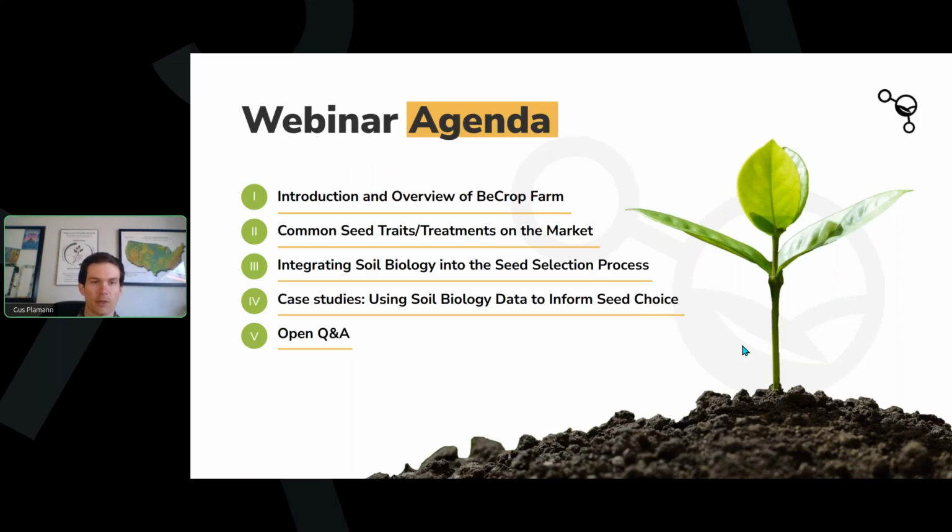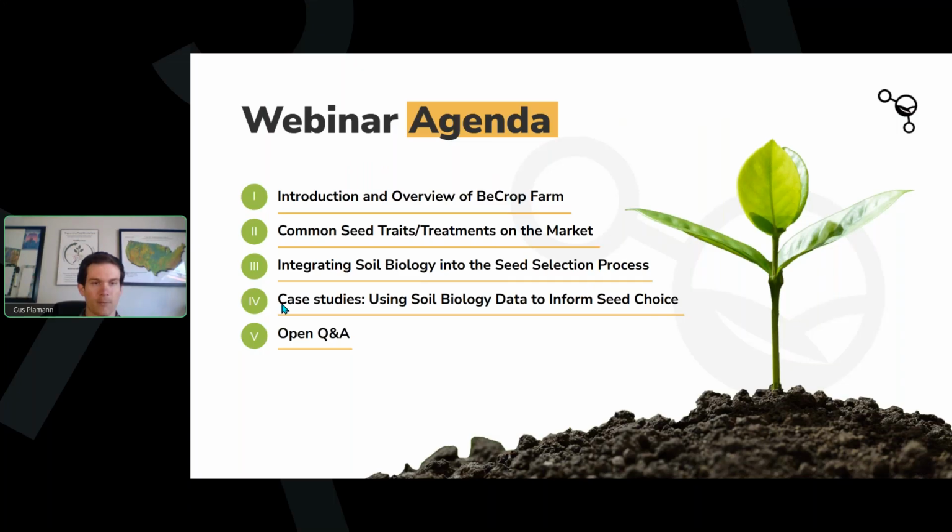We're going to start with an introduction and an overview of BeCrop, particularly BeCrop Farm, which is Biomaker's newest service offering. I'm going to give a synopsis of common seed traits and treatments on the market, to tee up the angles from which BeCrop can be used to inform seed selection, and then go over the integration of soil biology data into the seed selection process. So, the theory and process behind taking soil biology data into actual seed selection. Very pertinent this time of year, and I know that a lot of seed purchase decisions are being pushed out, partially due to market conditions.